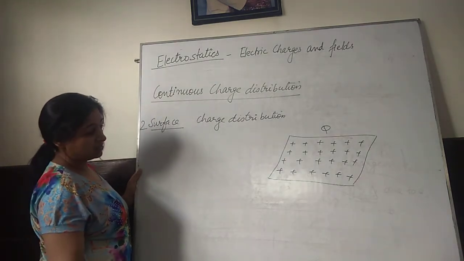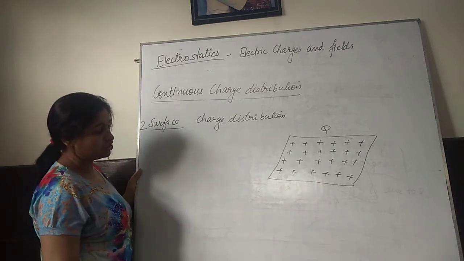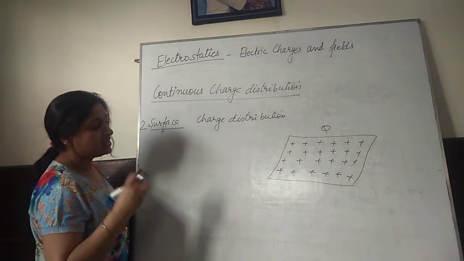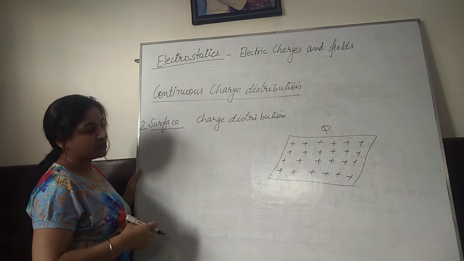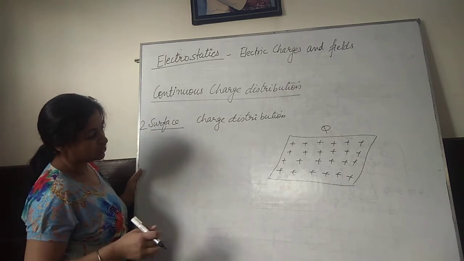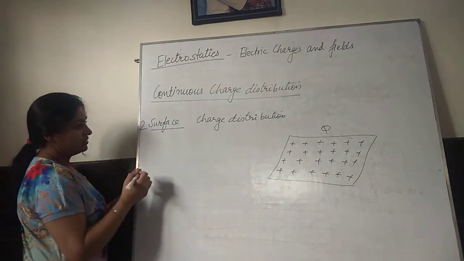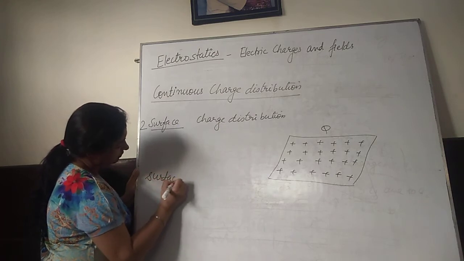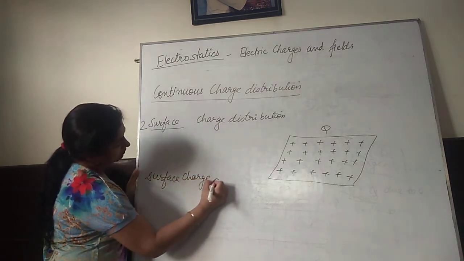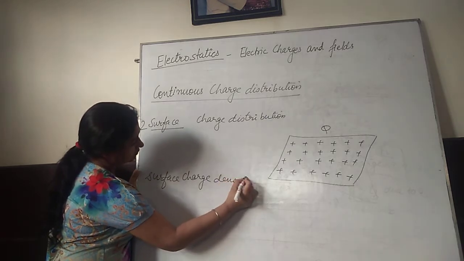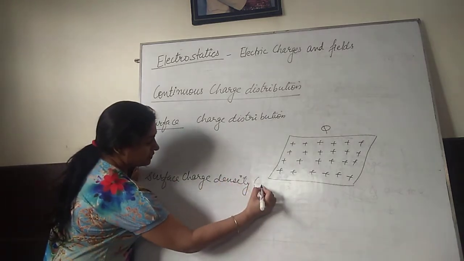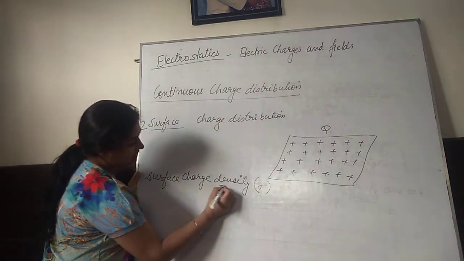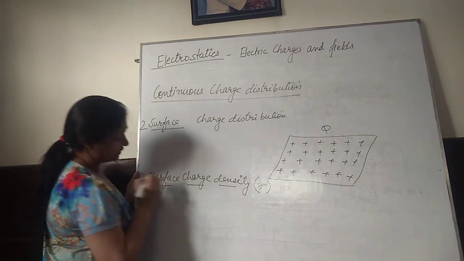Here also, I want some constant parameter. If I am taking the whole sheet or some portion of the sheet, I need some constant physical quantity so that I can find out the charge of that small portion of the sheet. So we are going to define the next charge density, that is surface charge density. The surface charge density symbol is sigma.